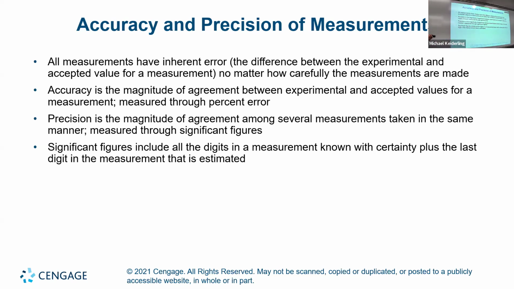And significant figures include all the digits in a measurement known with certainty, plus the last digit in the measurement is estimated. So if you have a bullseye, here, if you had an accurate measurement that was not precise, the grouping is centered around the bullseye, but it's very wide. So this is accurate, not precise.